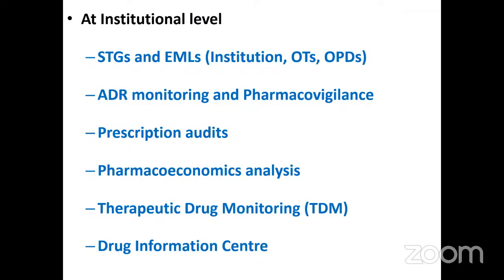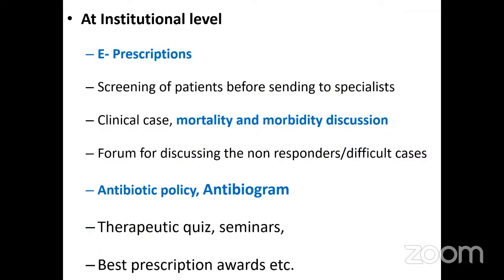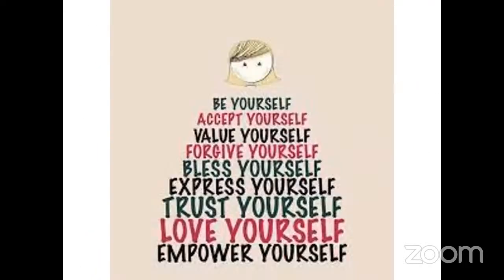So at the institutional level, our aim should be to have standard treatment guidelines and to frame an essential medicines list, then ADR monitoring centers and active participation in the pharmacovigilance program, prescription audit from time to time, pharmacoeconomic analysis under the leadership of the pharmacist, therapeutic drug monitoring, and a drug information center in collaboration with other faculty. Mortality and morbidity discussion should be there.